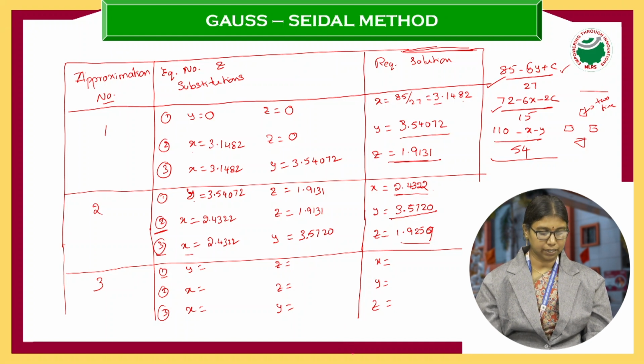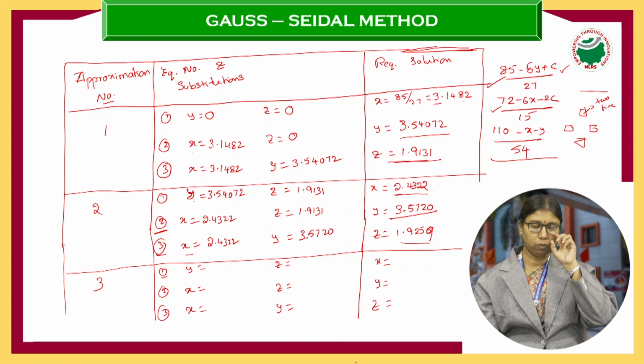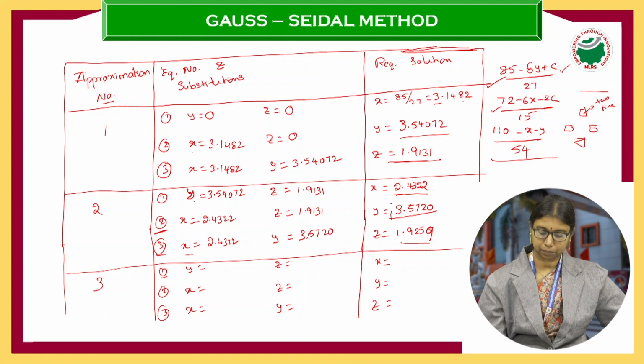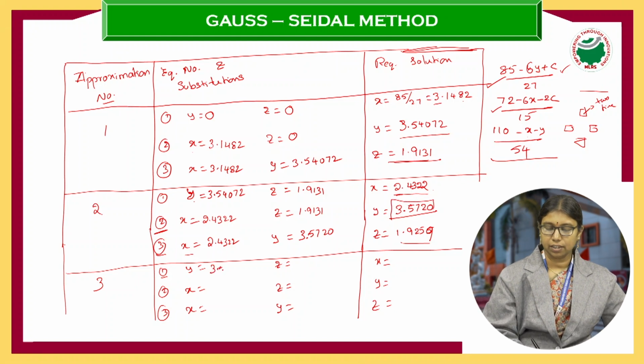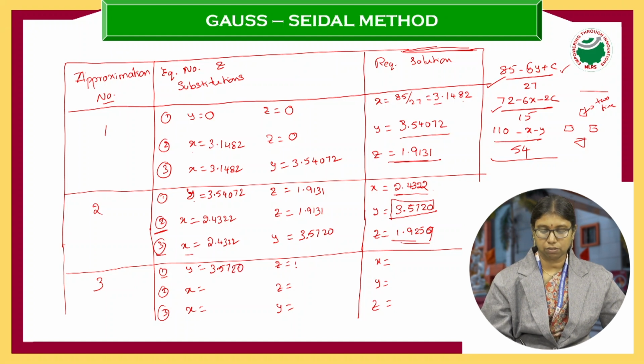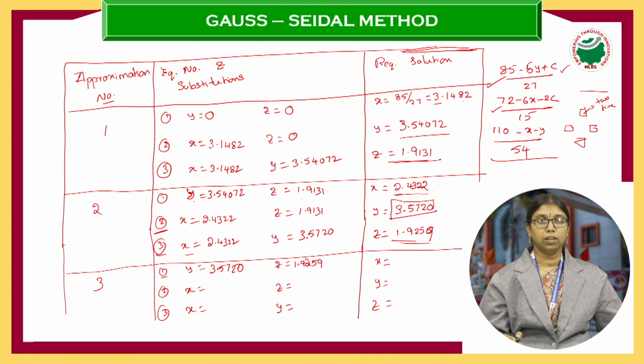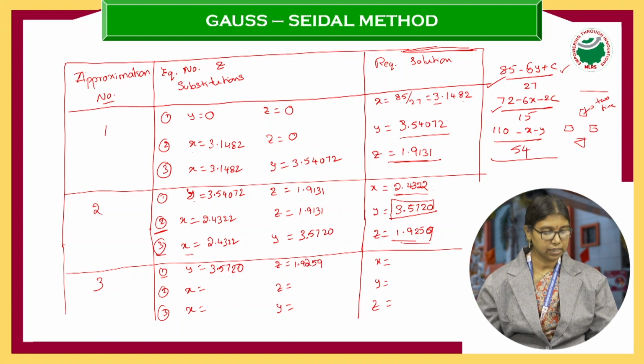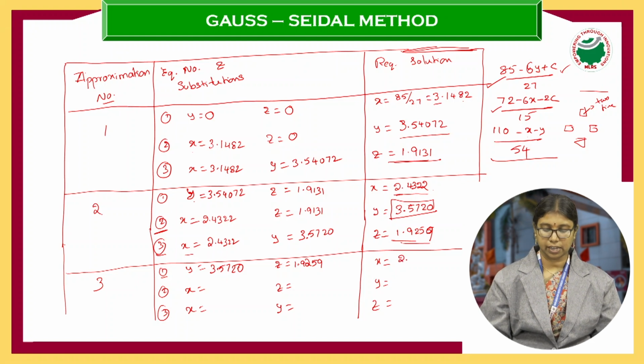Now press the calc button. It asks y question mark. What is the latest value for y? That is 3.5720. And for z, the latest value is 1.9259. Now enter these two values in your calc. This is 3.5720 and next z value is 1.9259. Then you will get x as 2.4257.